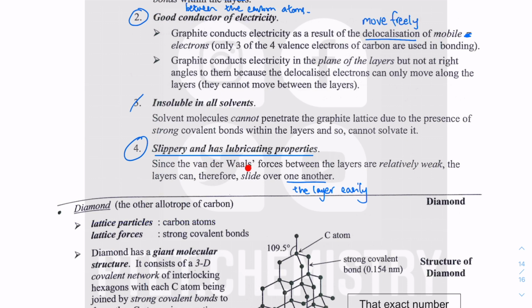They are easily overcome, they are easily broken between the layers, that makes the graphite itself very slippery and therefore useful for its lubricating properties. All right.